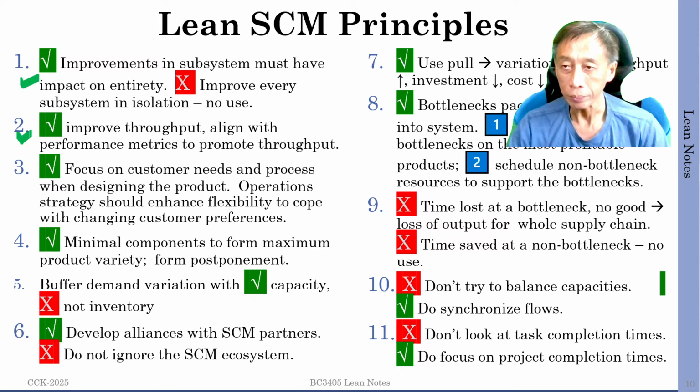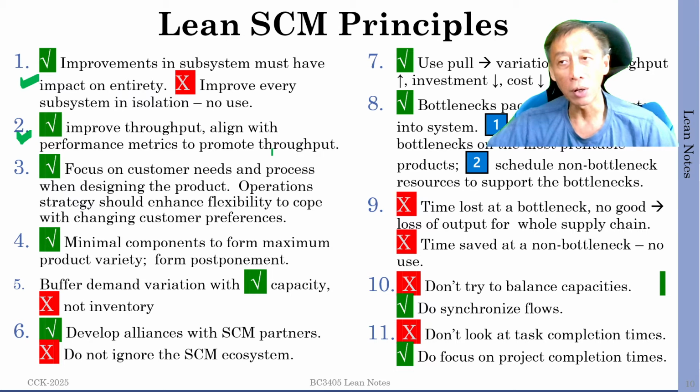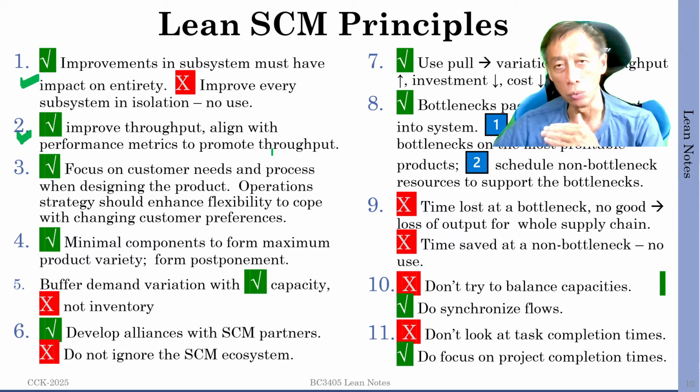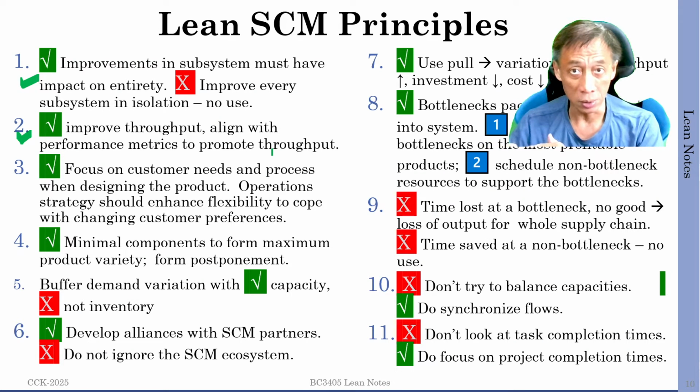Point number two, improve throughput, right? Keep your FR out as high as possible. Keep improving that. Align with the performance metrics to promote throughput. Maybe your FR out is artificially or unknowingly being suppressed. So FR demand is high, but your FR out is always barely able to meet it. So there is no worry about the sale of your products, but you always have difficulty trying to keep up with the demand. So it's kind of a good worry, right?